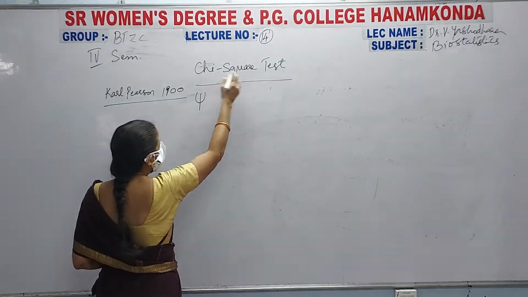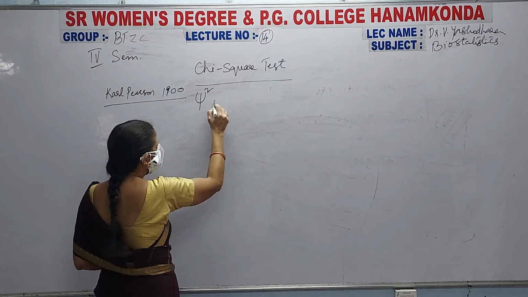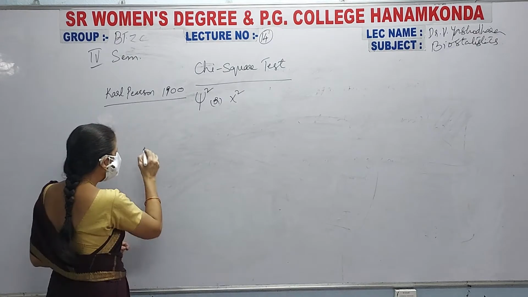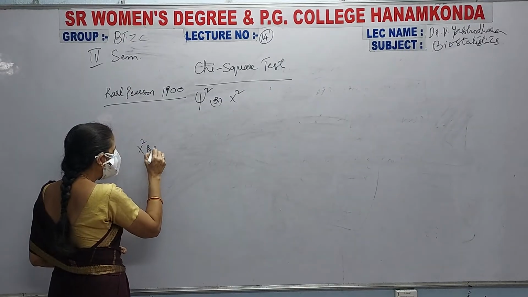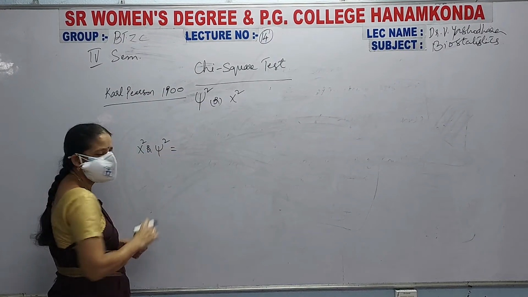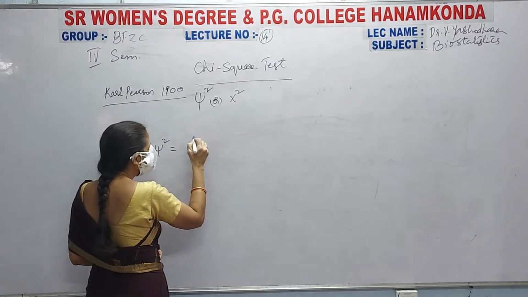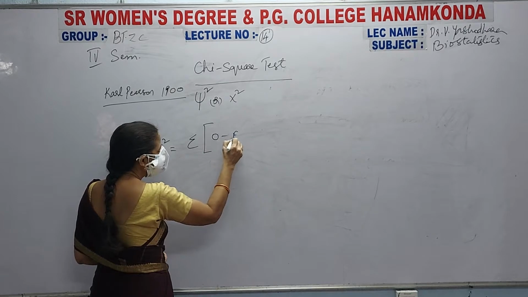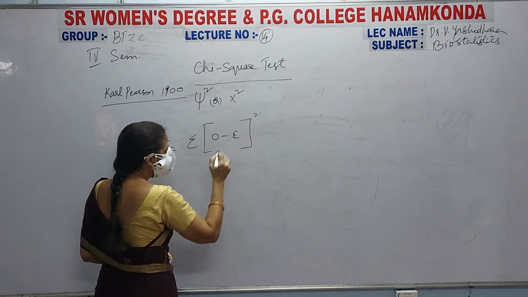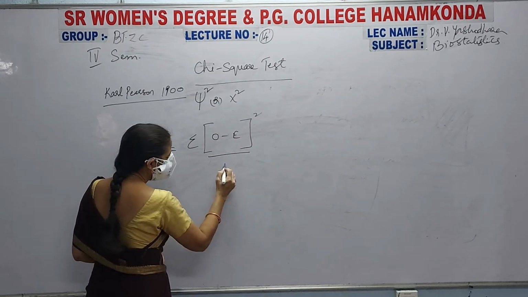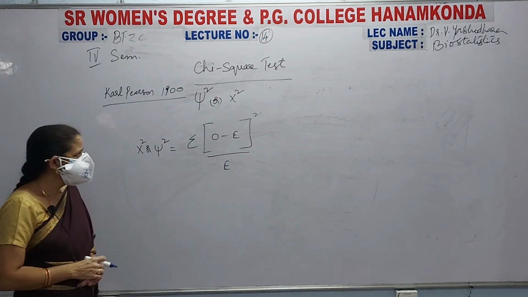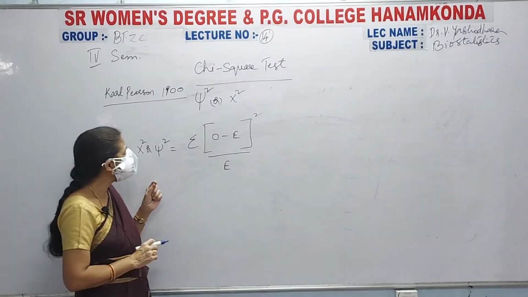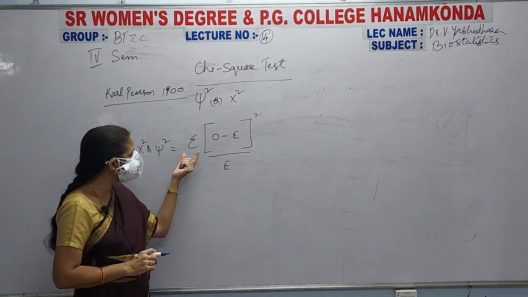It is psi square test, or this can be represented as x square. Whatever it may be, x square or psi square is equal to the sum of observed minus expected whole square by expected. The formula is psi square or x square is equal to, that is chi-square test is equal to epsilon.